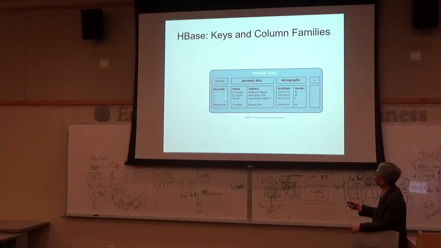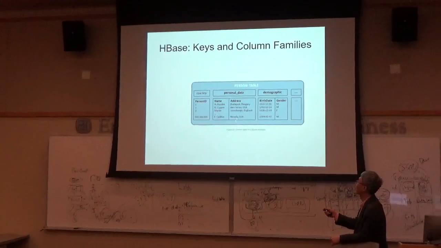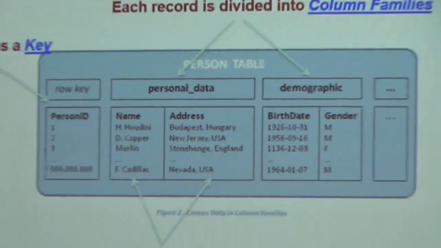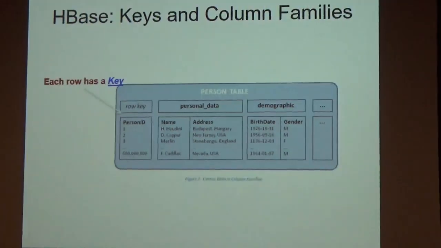It's a row key, sorted by the row key. Then we have personal data, this is a column family. This is another column family. Then it has the name and address, birth date and gender columns. These are not created when you create the table. Instead, when you insert the data, you need to specify the column family and column. So let's go back.